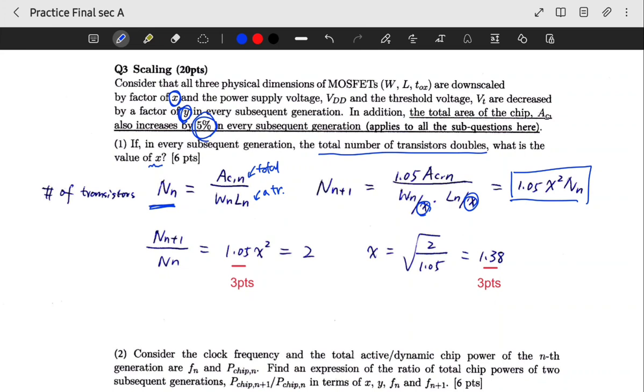And we can find the ratio between the next generation and the current generation, N n plus 1 over N n is equal to 1.05 times X squared, and we want this to be 2 times bigger, so we will put 2 and solve for X, then you will get around 1.4.